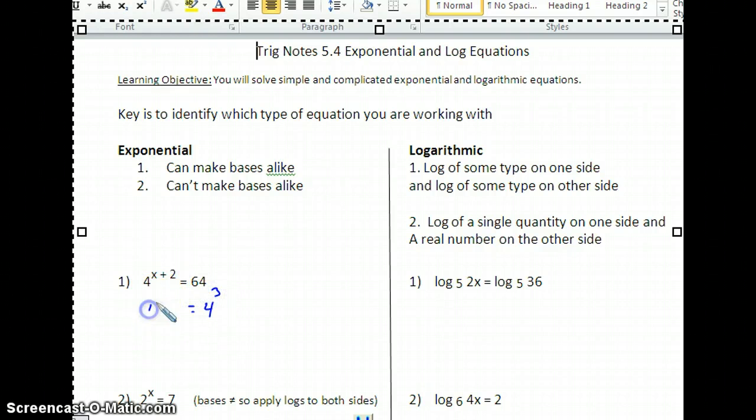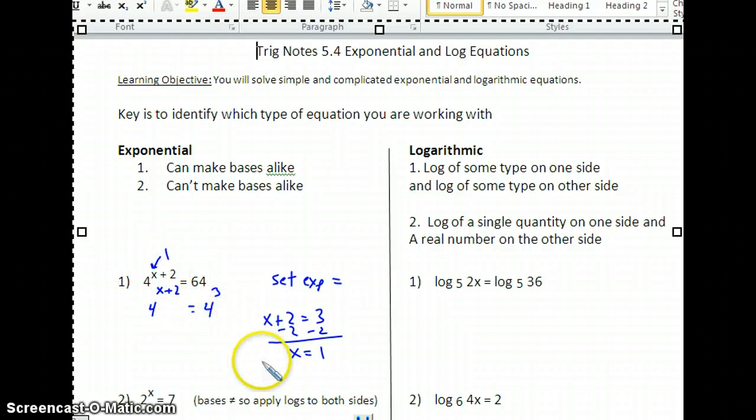So this would give me 4 to the x plus 2 equals 4 to the third. Because the bases are the same, now I can set the exponents equal to each other. So x plus 2 would equal 3, and I would find that x would be equal to 1. Plug that back in and check it. When I put a 1 in for this x, is 4 raised to the 1 plus 2, or 4 to the third power, 64? Yes.